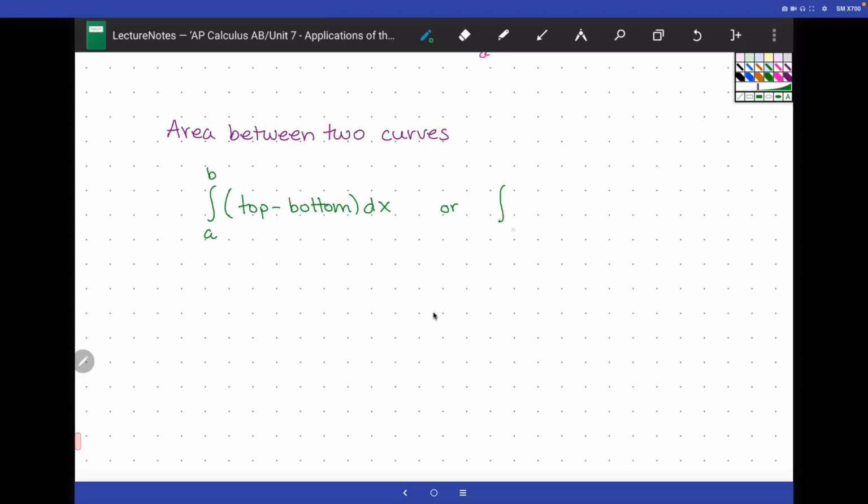If it's a dy problem, we could go through the whole thing again. I'm not going to make us go through all 3 scenarios, but it turns out it's always going to be the same thing. In this case, you think right minus left curve, if it's a dy problem.